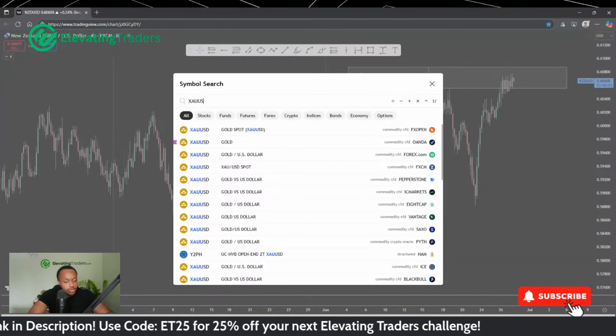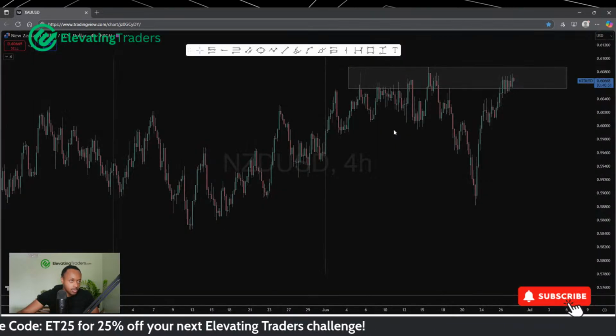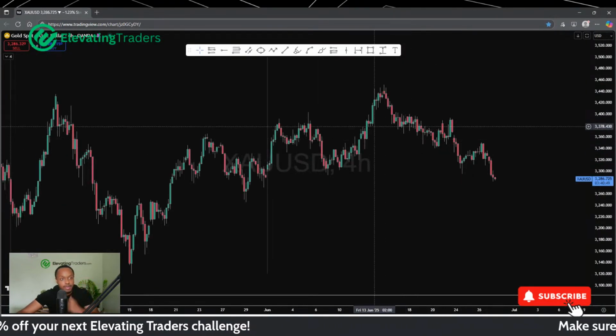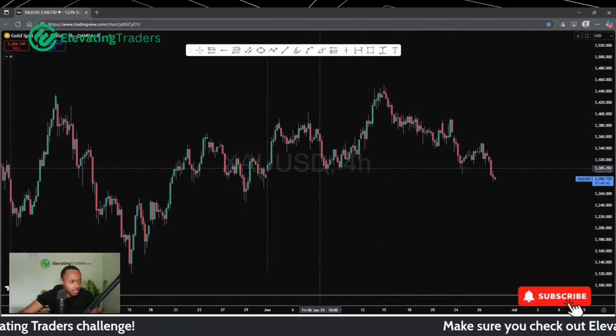In terms of gold, I have been looking to buy the pair, but it looks like we're about to break support, or have we?